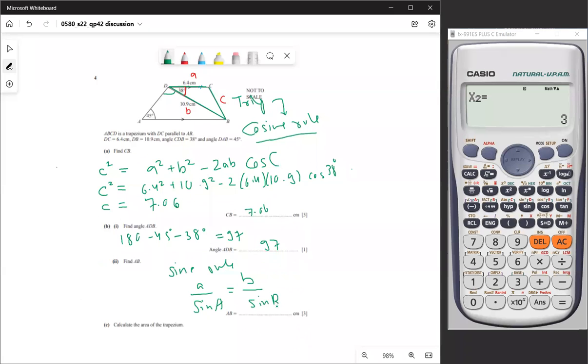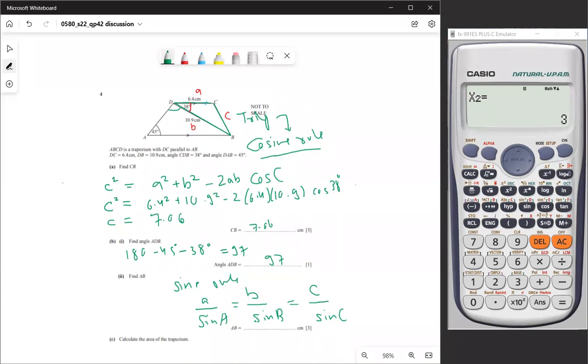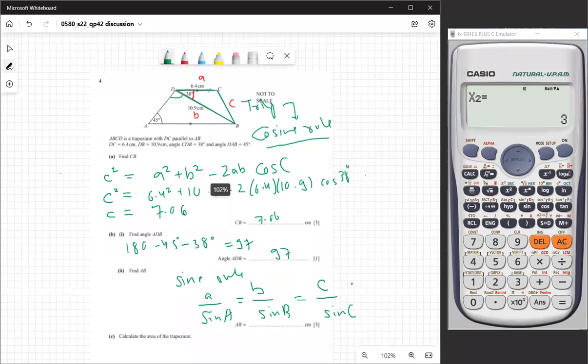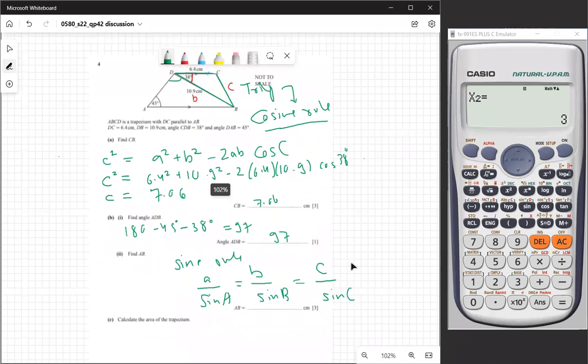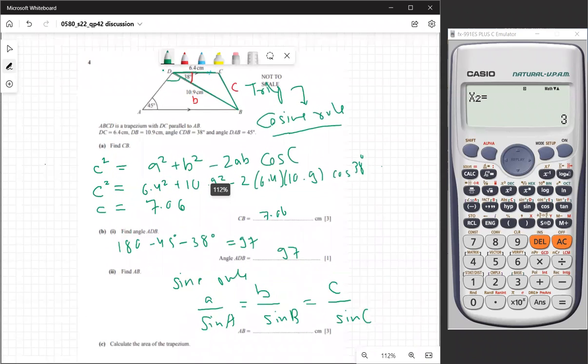The gradient is the same, but the length is not the same. If you look over here, it's not the same size, same length. Now we have the sine rule here, which is a by sine A equals b by sine B equals c by sine C. We don't need all of this right now.